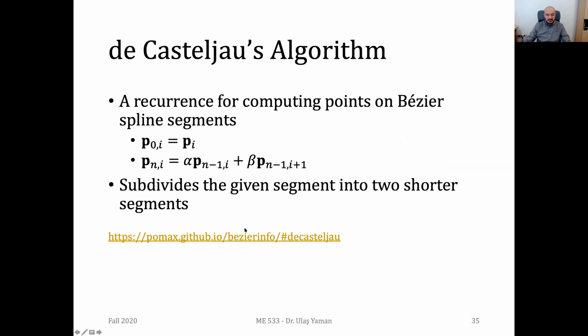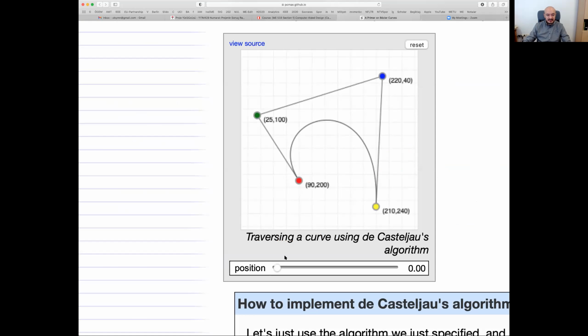Now I will show you a website. You can also have a look at it. It should be already open. So now let me share it with you. Yes, they have a nice applet here. Now they have 4 control points. So the resulting Bezier segment is third order. And you can see that they're following the same approach.